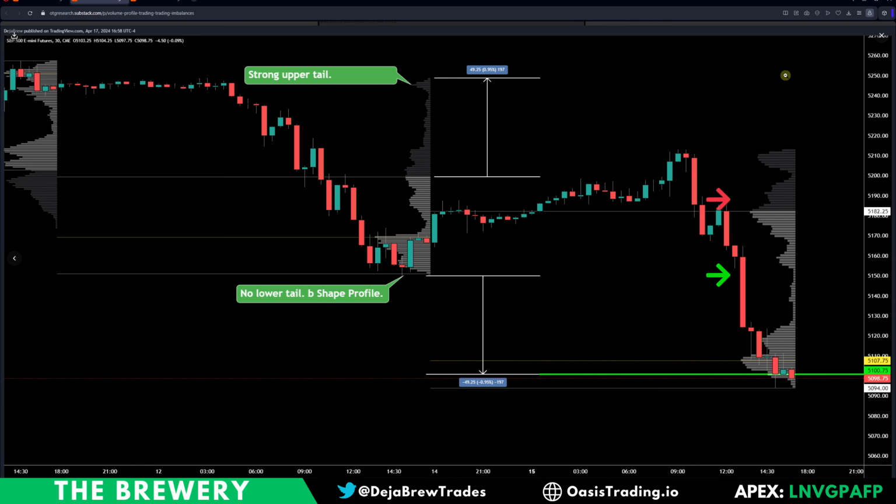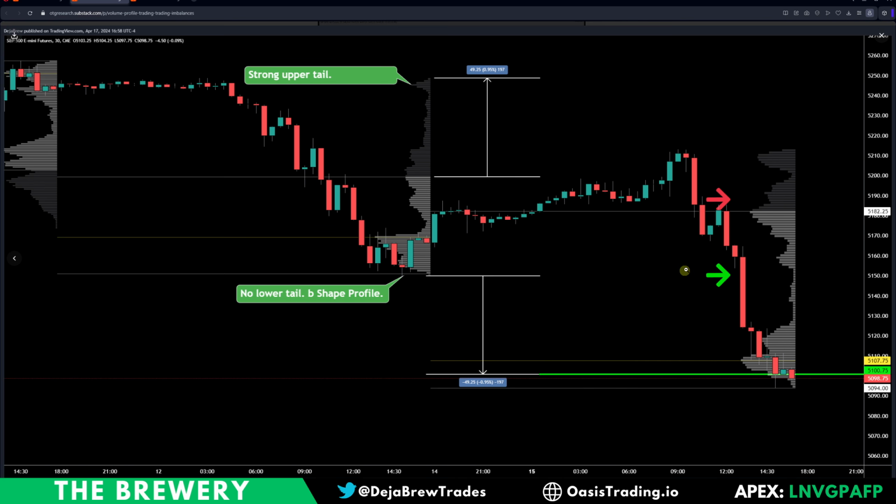Okay, so here is how you can take the tail extension off of the lowercase b. Here's a lowercase b day. We see that there's little to no lower tail, and we have a very large upper tail. So we can draw our measurement from the value area high to the high of day, which in this example is about 49 points. Then we can take that from the value area low downward for another 49 points. And that would be our target for an imbalanced trade.